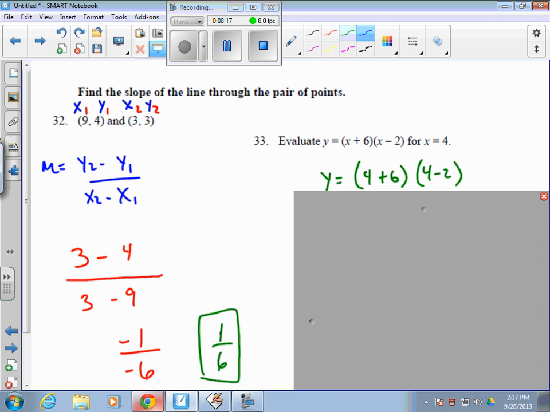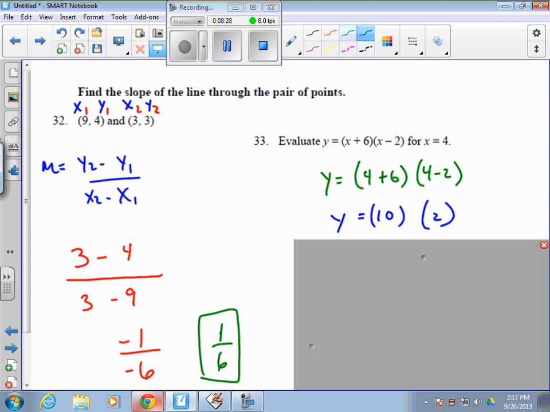Then it says to evaluate y equals x plus 6 times x minus 2 when x is equal to 4. So in place of x, we're plugging in 4. So y equals 4 plus 6 times 4 minus 2. Do what's in parentheses first. Y equals 10 times 2. Y equals 20.